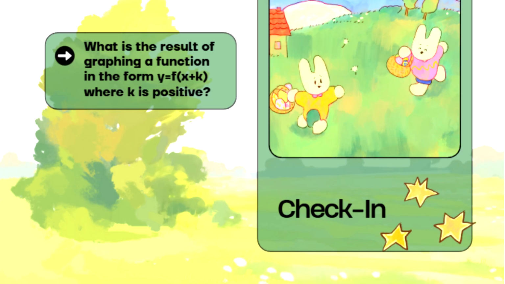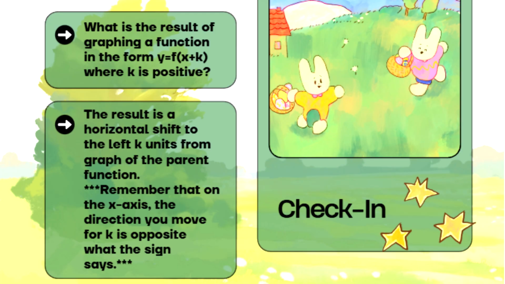What is the result of graphing a function in the form y equals f of x plus k, where k is positive? When k is positive, the horizontal shift is to the left. Remember that on the x-axis, the direction you move for k is opposite what the sign says. On the x-axis, we're doing the opposite. It's being contrary, however you want to remember it.